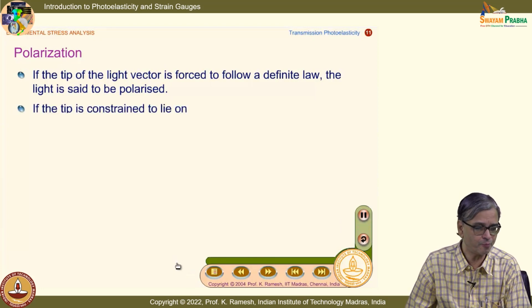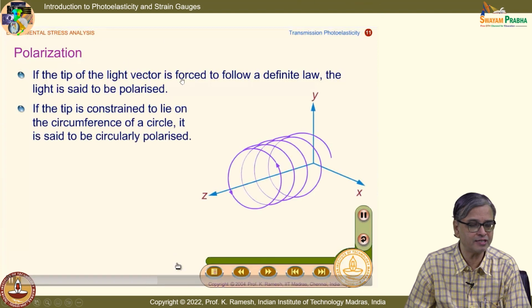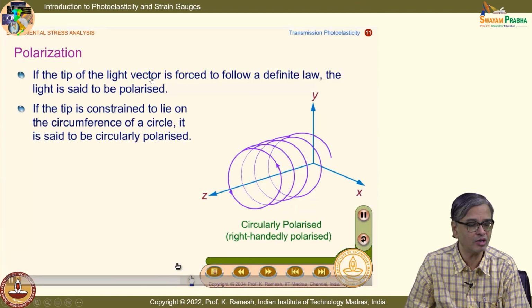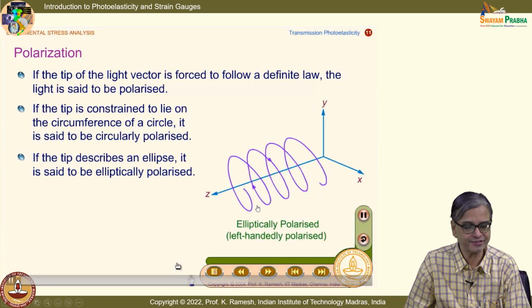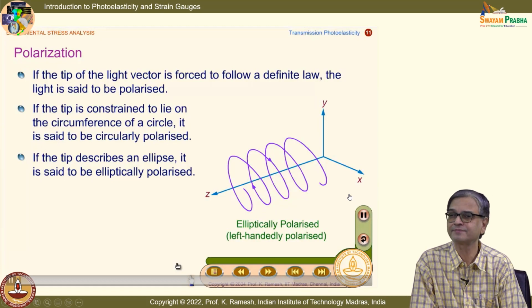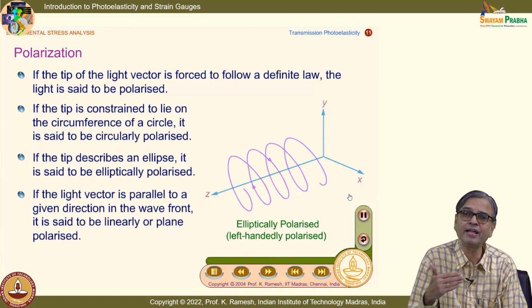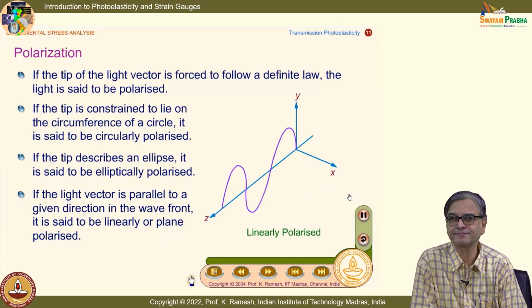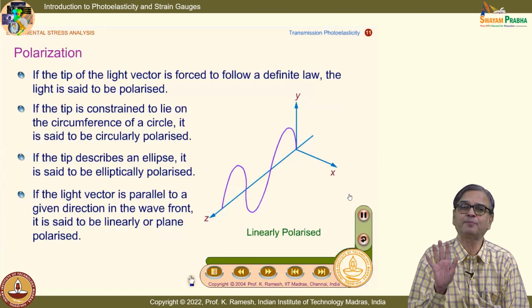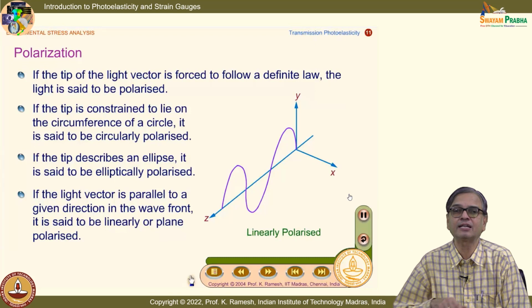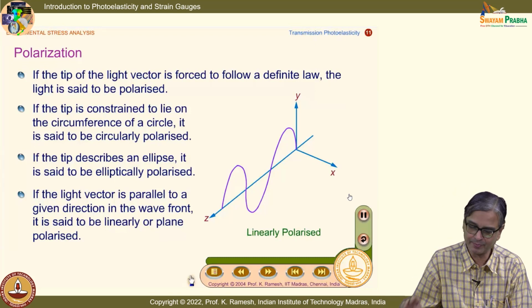If the tip of the light vector is forced to follow a definite law, you call this polarized. When it is circularly constrained, it is called circularly polarized. When the tip traces an ellipse, it is called elliptically polarized. And when it lies in a plane, you call it plane polarized. Essentially, the most general form of polarization is elliptical polarization. You can derive all the other polarization aspects from elliptical polarization.